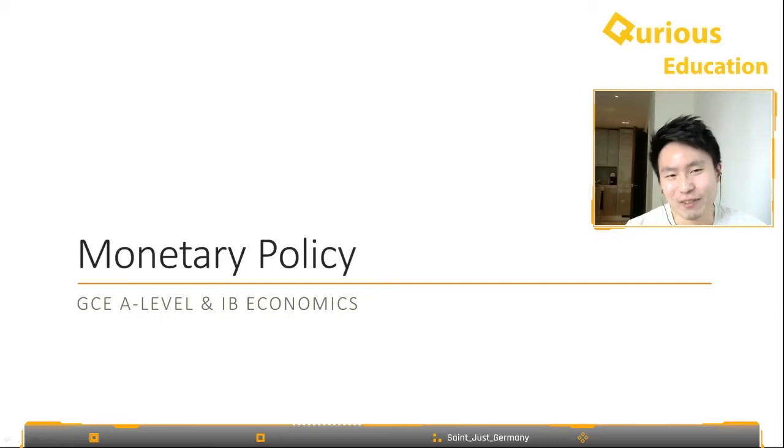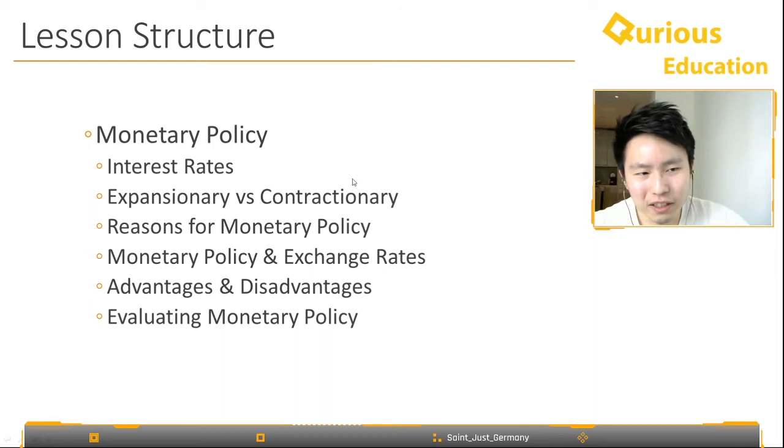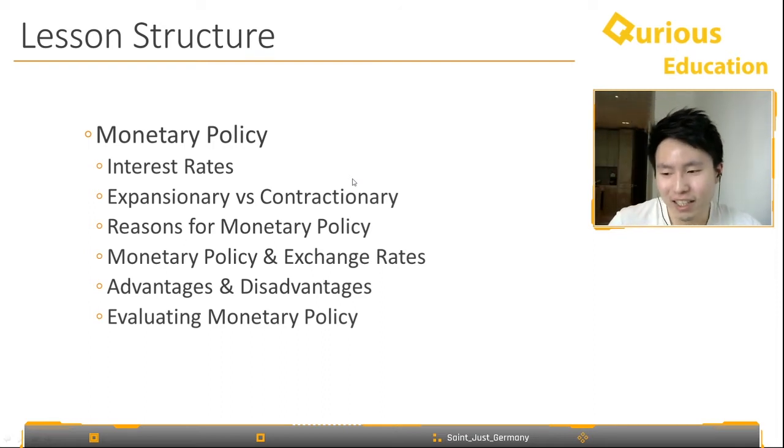Okay, so monetary policy, let's get started. There are a few topics under monetary policy we'll be talking about. We've got interest rates, expansionary versus contractionary monetary policy, why we want monetary policy, how interest rates would affect exchange rates, and of course advantages, disadvantages, and how to evaluate monetary policy.